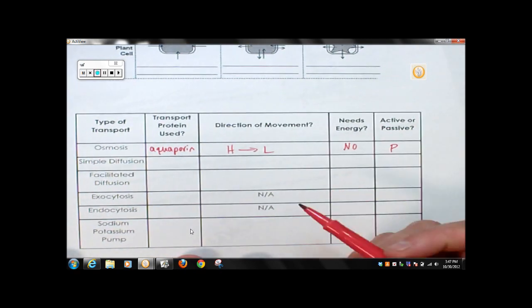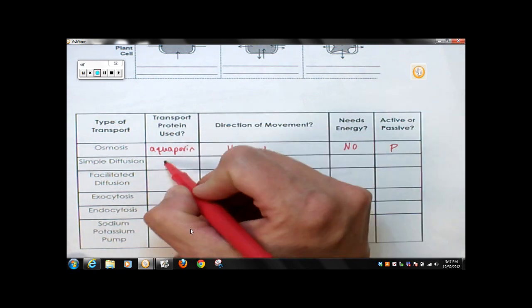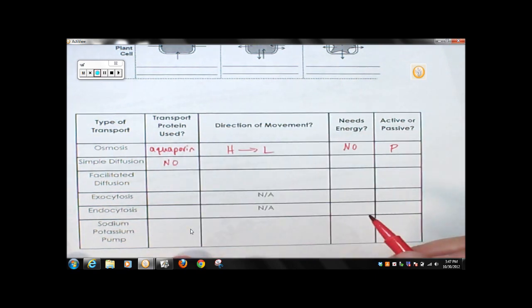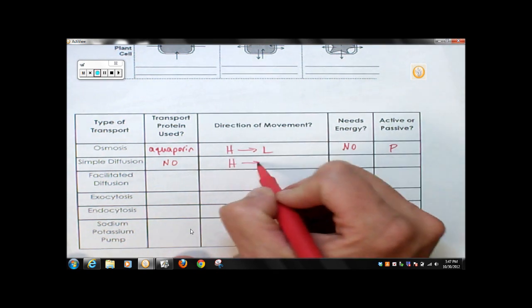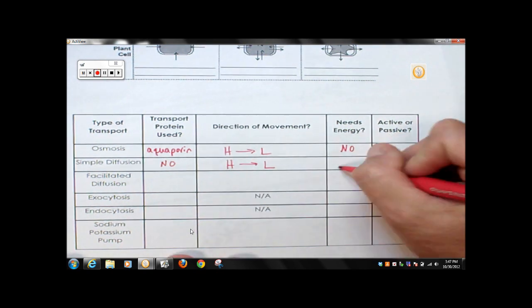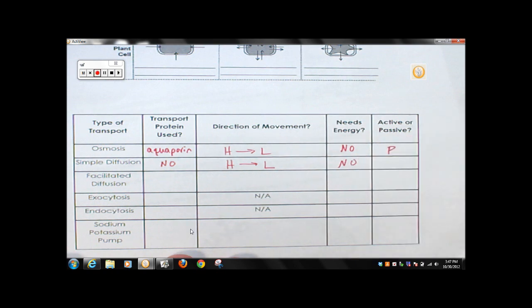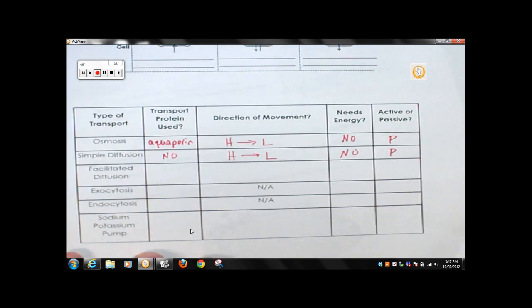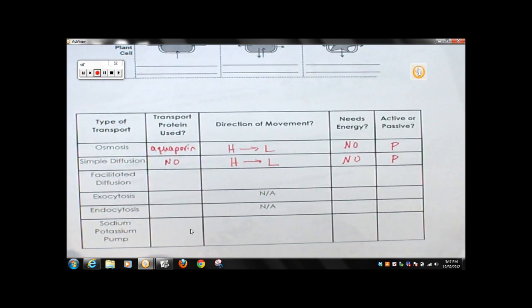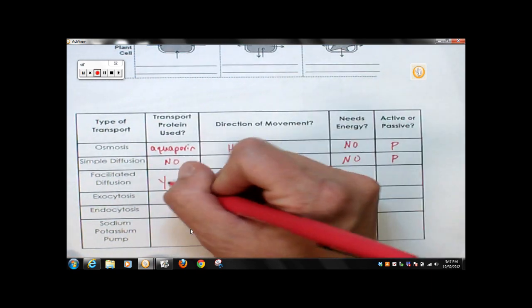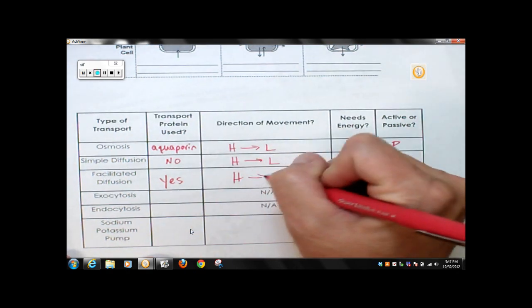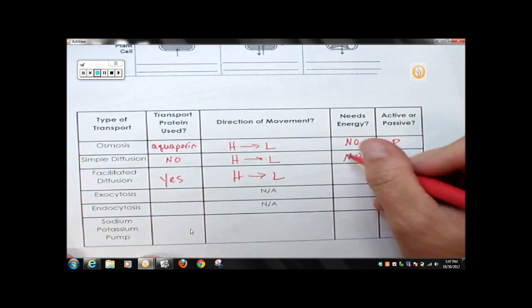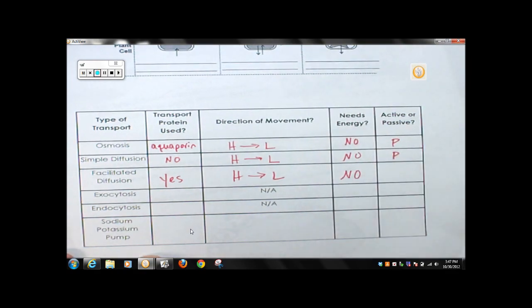Alright, simple diffusion. Does it require a protein? No. How do the molecules move, from high to low or low to high? Does it require energy? Is it active or passive? So you get the trend. Alright, facilitated diffusion. Does it require a protein? Yes. High to low or low to high? Does it require energy? Is it active or passive?